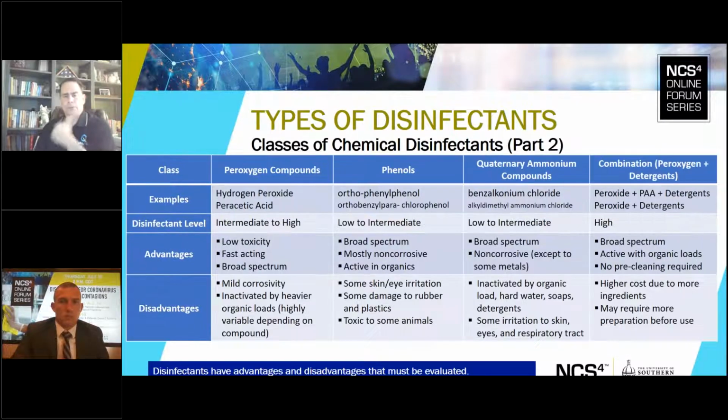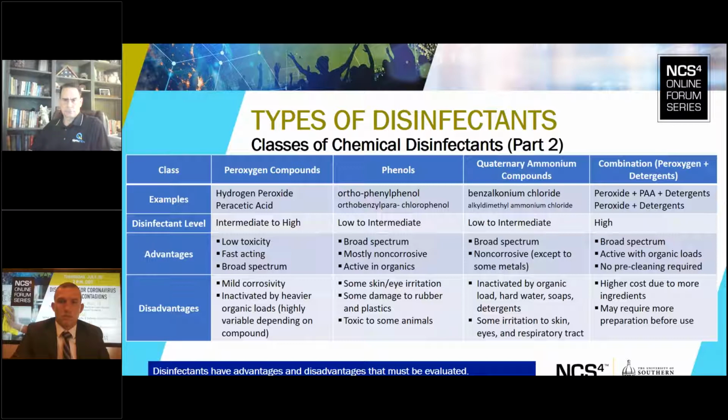There are actually several more classes shown here. Now, by far, the biggest disadvantage of almost every single class of these disinfectants is the fact that many are inactivated by organic or soil loads. In fact, if you look at the disadvantages in each of these columns, almost every one of the different classes says that they're inactivated by organic or soil loads.